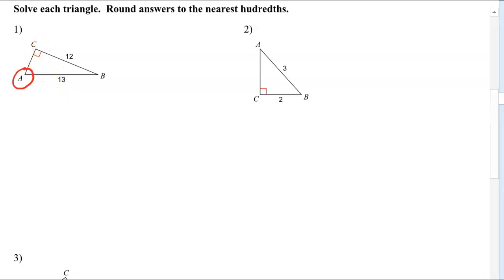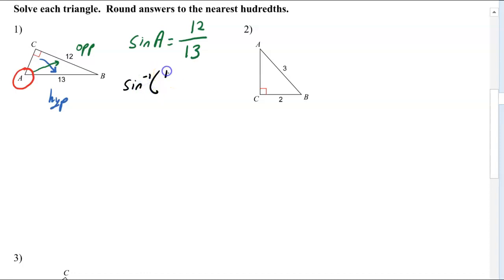We know the 13 is across from the 90-degree angle, which makes it the hypotenuse. The side across from A is the opposite. So that tells me I want to use inverse sine. So we know that the sine of angle A is 12 over 13. You're going to pick up your calculator and type inverse sine of 12/13 in order to get the value of A. Typing that in your calculator, you'll get A to be approximately 67.38 degrees.